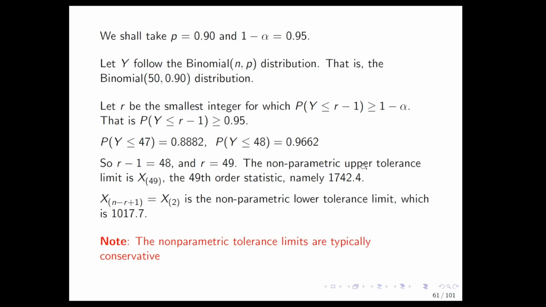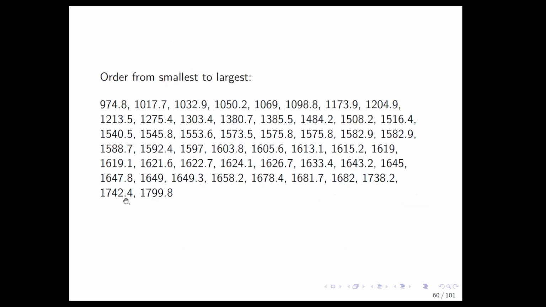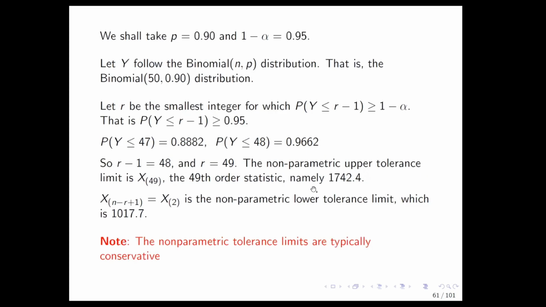So the non-parametric upper tolerance limit is the 49th order statistic, and that is 1742.4. Remember, I have 50 numbers. So 1742.4 is the non-parametric upper tolerance limit.